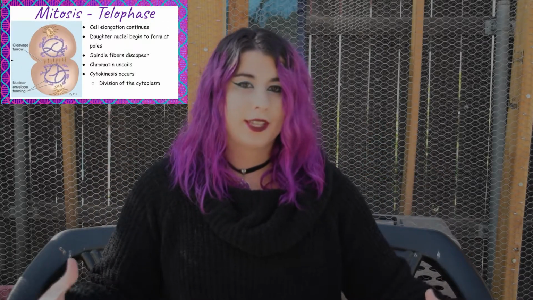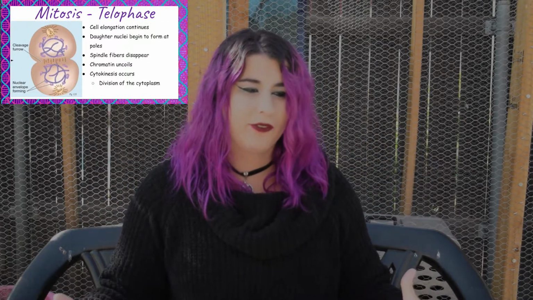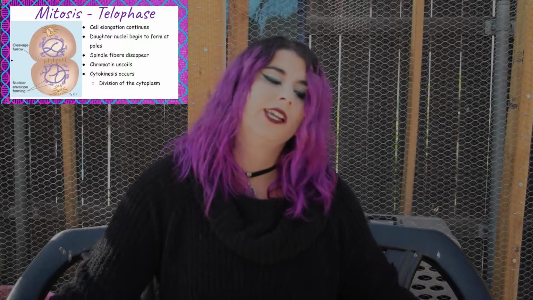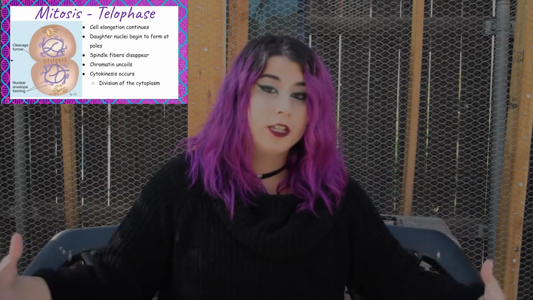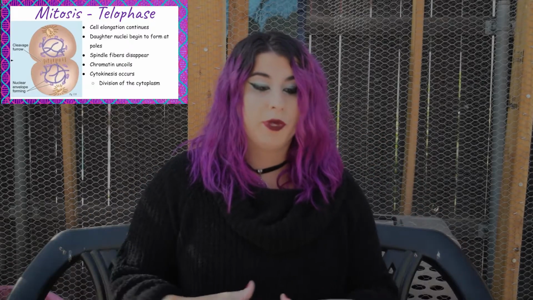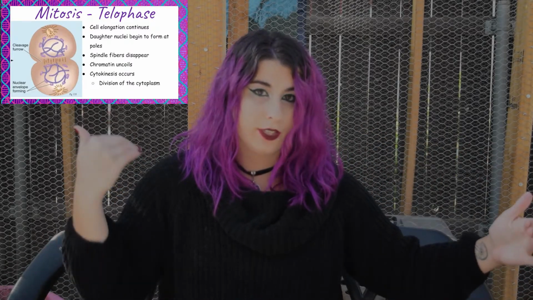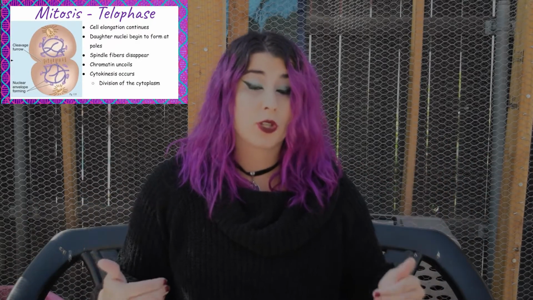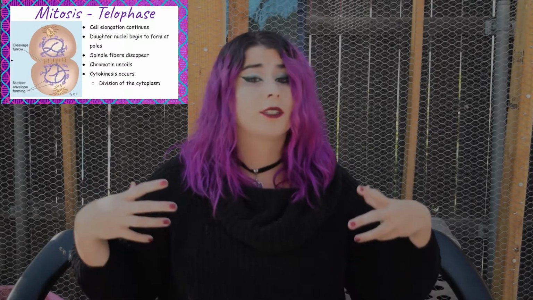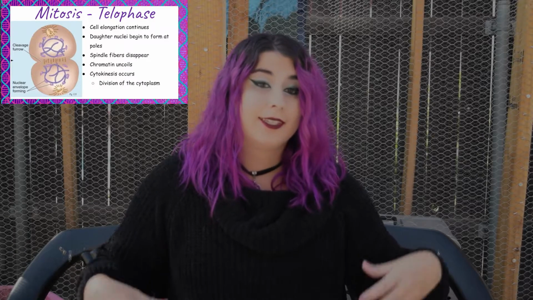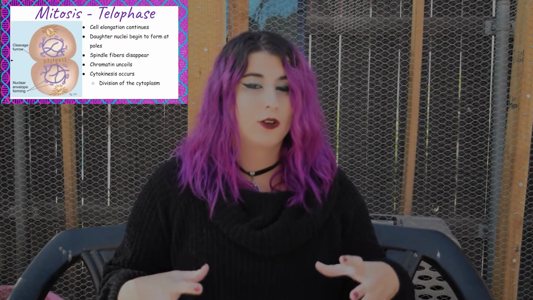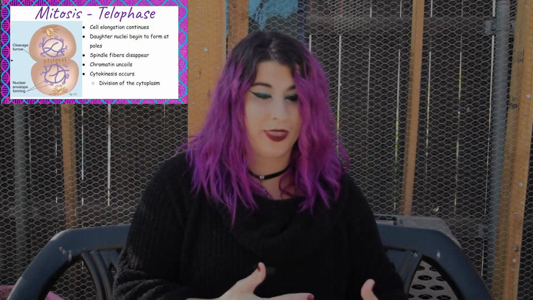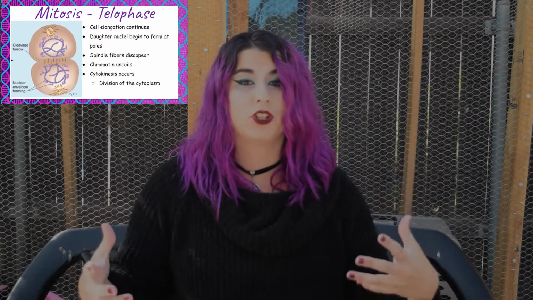And then once the cell is pretty much through with the anaphase, it's going to reach the telophase, which is the last phase of mitosis. And this is where that cell elongation is continuing. The daughter nuclei are going to begin to form at opposite ends of the cell. So at each pole, a new nucleus is going to start forming. The spindle fibers are going to start disappearing. The chromatin is going to begin uncoiling again. And then cytokinesis is going to occur. Now, cytokinesis is not technically part of telophase, but it happens at the same time. And cytokinesis is essentially the division of the cytoplasm.